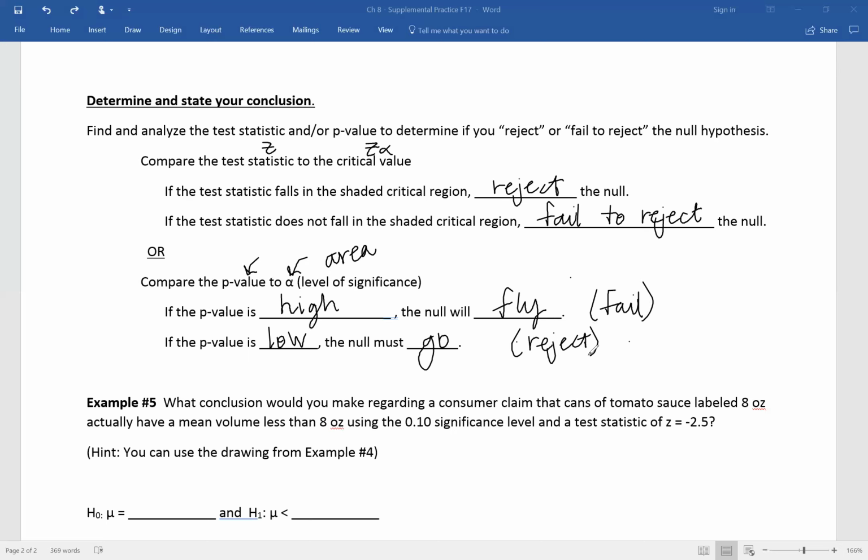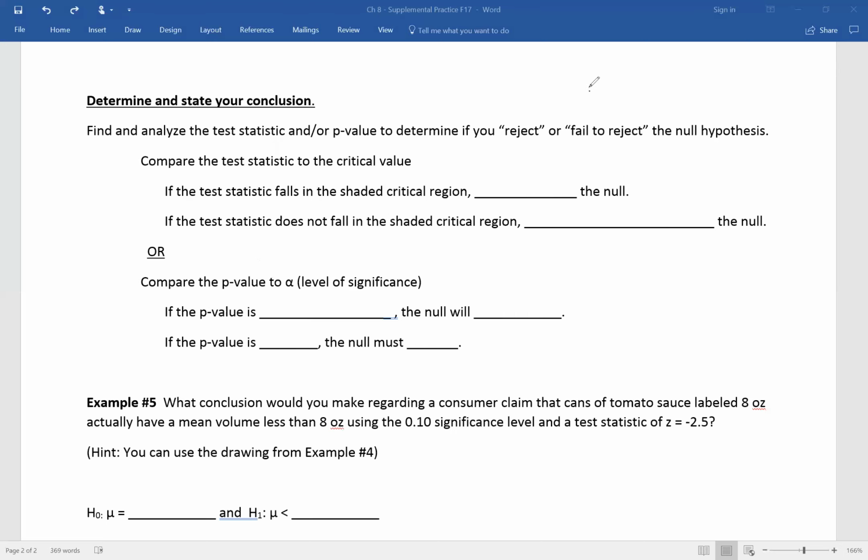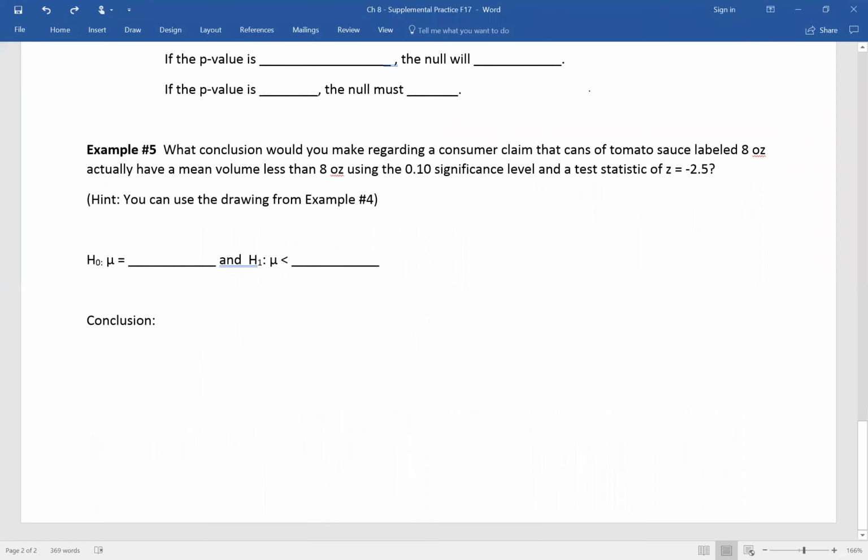So let's look at another example. We'll kind of step our way through a small hypothesis test and write up a conclusion based on our drawing that we had in example 4. It says, what conclusion would you make regarding a consumer claim that cans of tomato sauce labeled 8 ounces actually have a mean volume less than 8 ounces using the 0.10 significance level and a test statistic of negative 2.5?